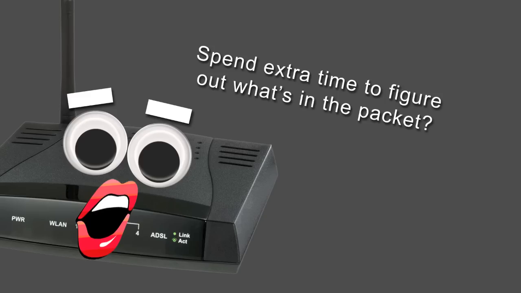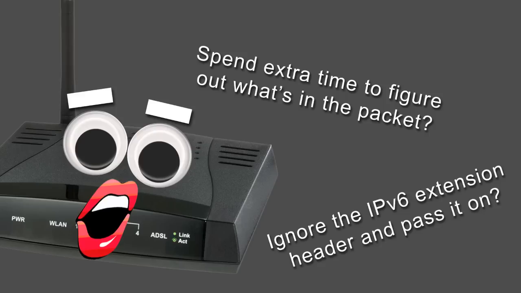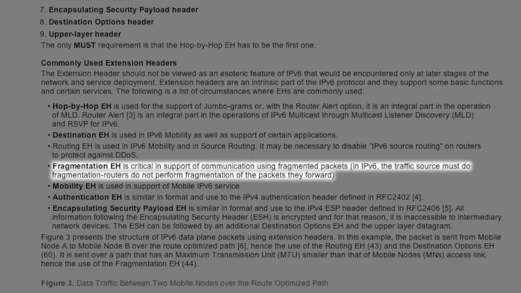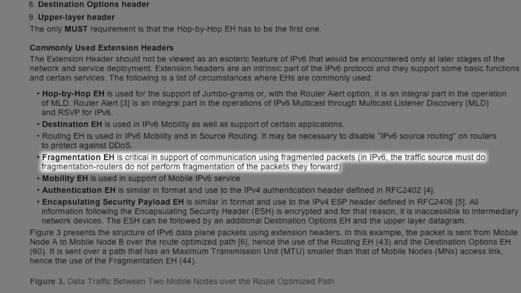Does the router spend the extra time to figure out what's in the packet? Does the networking device ignore the extension header and pass the packet on? In that case, the packet might get dropped or misrouted. Right now, the most common and important header is the Fragment extension header, which is used when a packet is too big for a network and must be broken up. There are others for hop-by-hop options, destination options, and routing options.